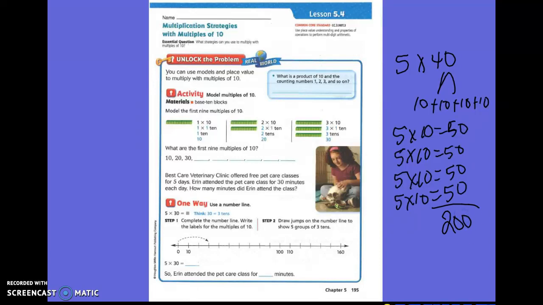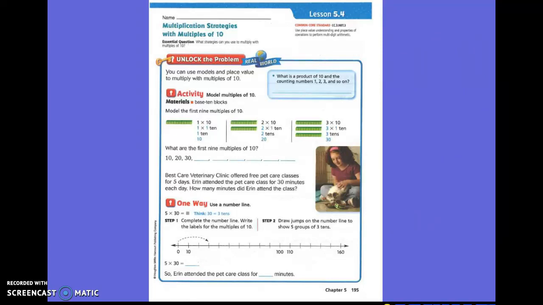Okay, today we are not going to do that. We're going to use different strategies to find the answer when we multiply a little ones factor with a big tens factor. We're going to make it easier for you, okay? All right.